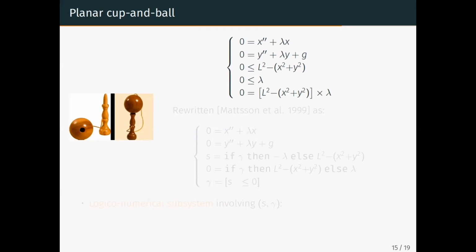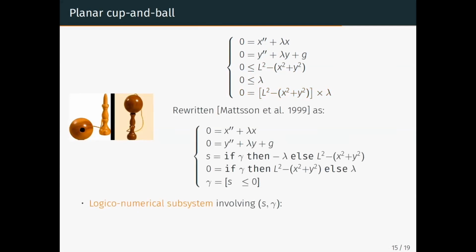As a result, we have a complementarity condition involving the three variables of the model. The distance between the mass and the origin cannot be greater than the length of the rope. The tension in the rope is non-negative, and this tension can be different from zero only when the rope is straight. This system can be rewritten as a multimode DAE system by using a parameter S and a Boolean mode variable gamma. This introduces a logical numerical constraint between these two variables.